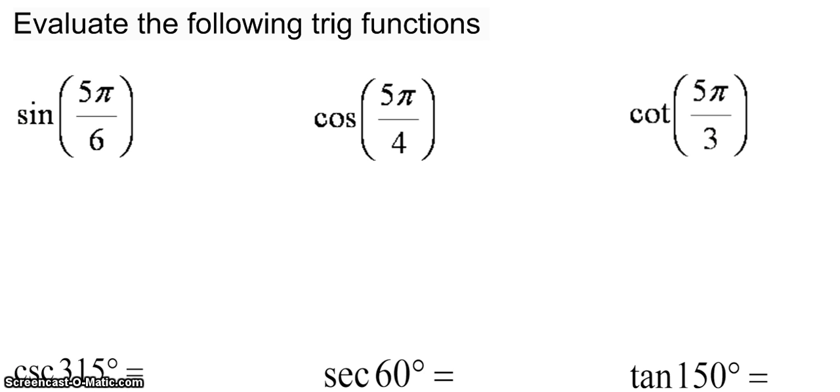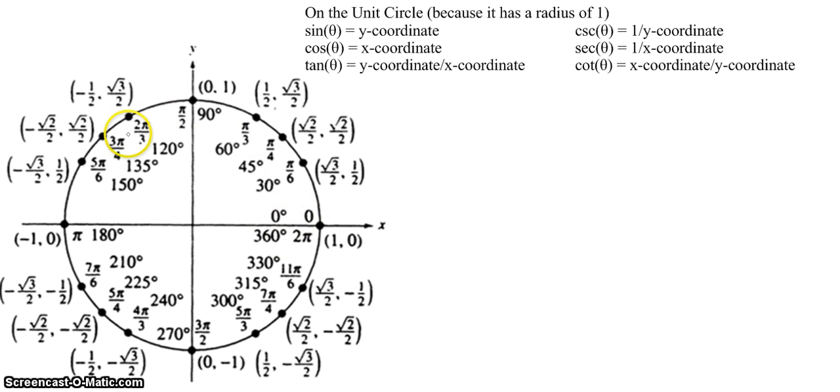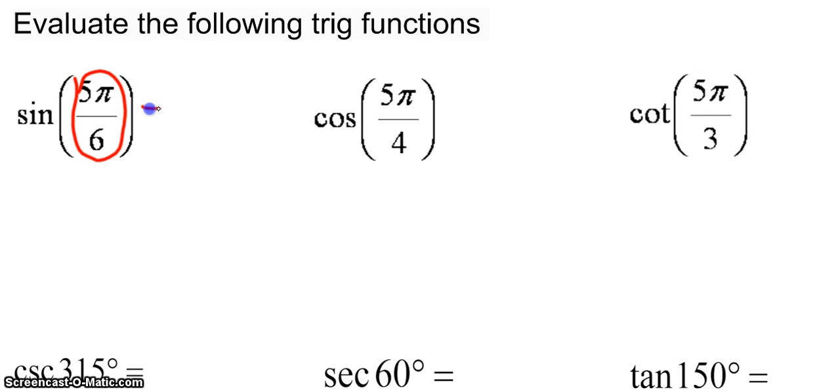So for example, if I want to find what is the value of the sine of 5 pi over 6, well, I recognize 5 pi over 6 is one of the special angles on my unit circle. So I look at my unit circle. I find 5 pi over 6. Okay. How does sine relate to the coordinates on the unit circle? Sine is the y coordinate. What is the y coordinate here? It is 1/2. So the sine of 5 pi over 6 is 1/2.